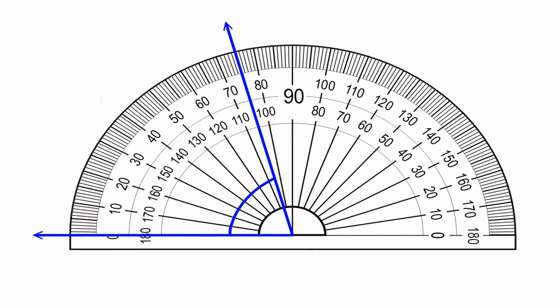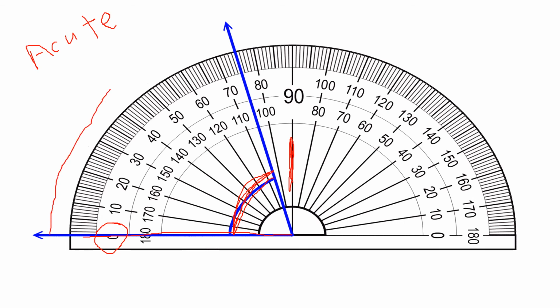Okay, our next angle is right here. First, we have to determine, is it acute or is it obtuse? Well, we can see that a right angle, our 90 degree, is right here. Our angle is less than 90, so that's going to make it an acute angle. Okay, so I'm going to follow my ray, and I'm going to find where 0 is. 0 is on the outside, so I'm going to use the outside numbers to find the measurement.